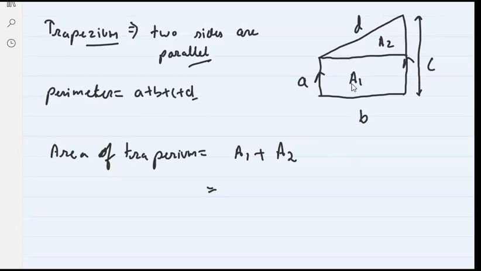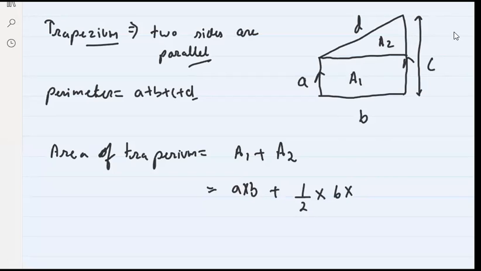A1 is, now this side is A, so this is also A. It is a rectangle. So A1 is what? A into B. Agree? Agree, everyone? A1 is A into B plus A2. A2 is this area, which is half into base. Base is this B into.